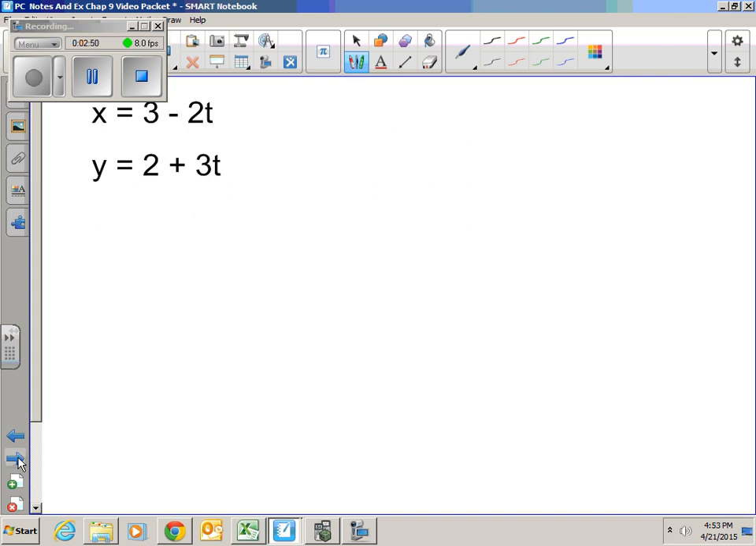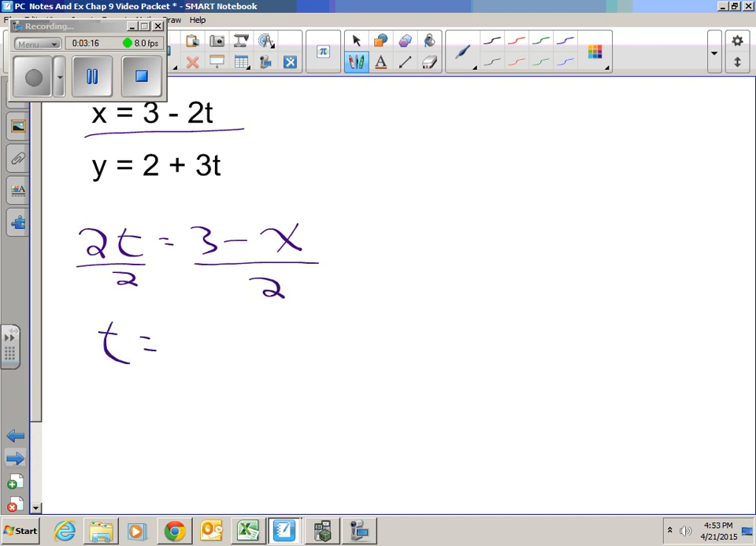I can figure out what that equation was now by eliminating my parameter, and I'm going to do that by solving for t. I think I will solve the first equation for t. I'm going to do that by moving the 2t to the other side and subtracting x. Did I go too fast? I'm going to divide both sides by 2. So t is equal to 3/2 minus 1/2 x.